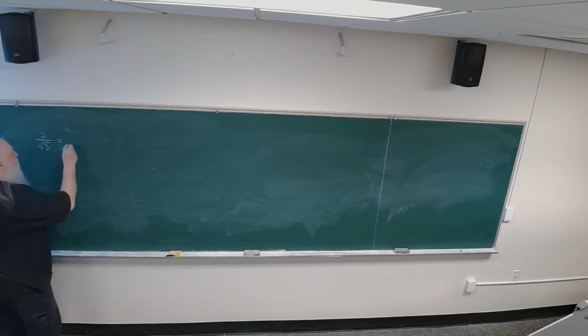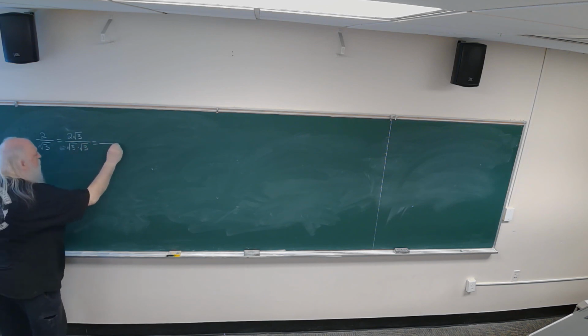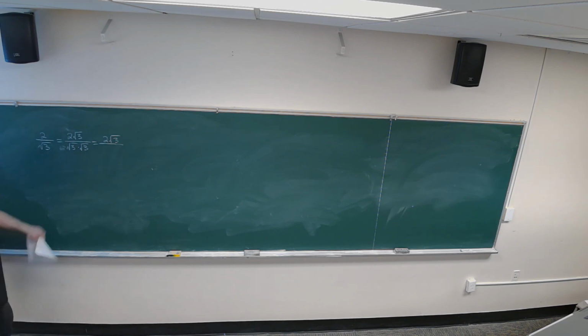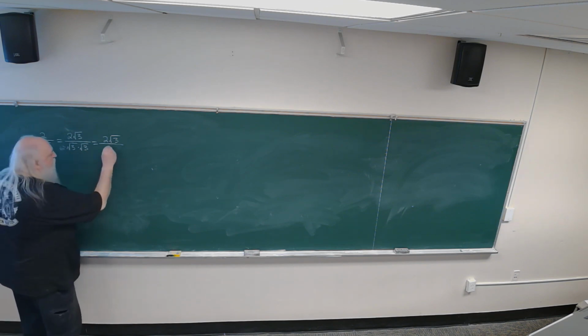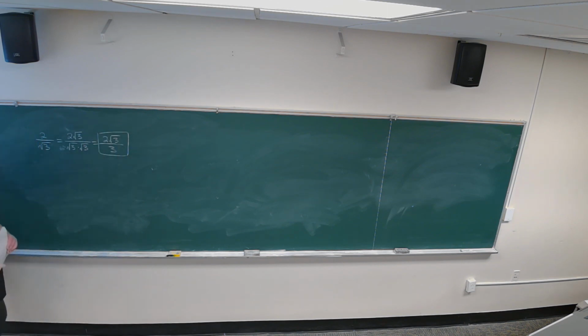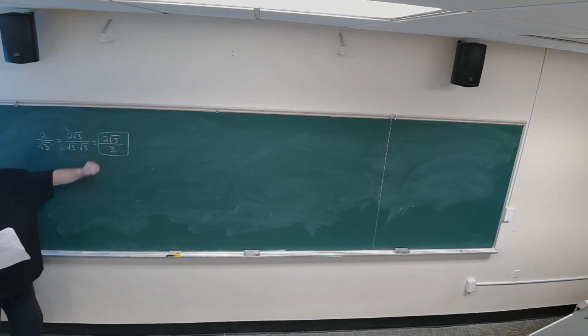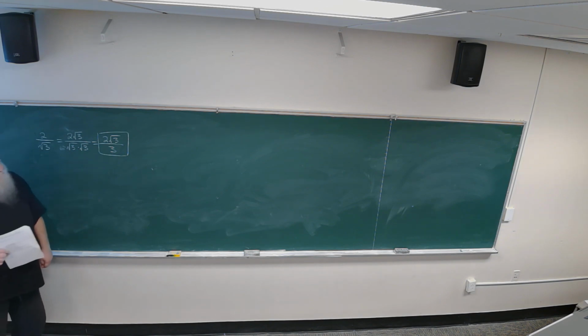So when we do that, we have 2 times the square root of 3 over square root of 3 times square root of 3. The numerator remains the same, 2 times the square root of 3, but square root of 3 times square root of 3 is 3. So that's what rationalizing a denominator is, okay? We got rid of the square root in the denominator, but then now the square root's in the numerator, okay?